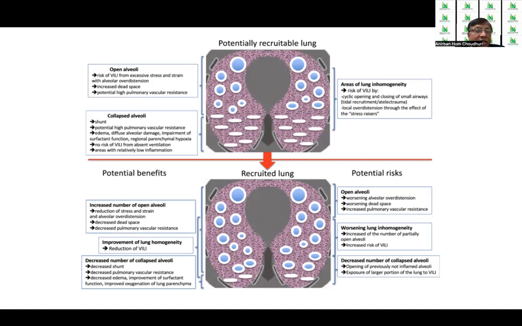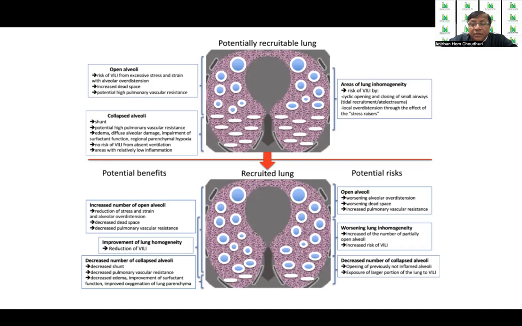So it increases the number of open alveoli by causing reduction of stress and strain, decreasing the dead space, and decreasing the pulmonary vascular resistance. It causes improvement of the lung homogeneity and thereby leads to reduction of ventilator-induced lung injury. It causes a decreased number of collapsed alveoli, and therefore produces a decrease in the shunt, decreased pulmonary vascular resistance, decreased edema, improvement of surfactant function, and improved oxygenation of the lung parenchyma.